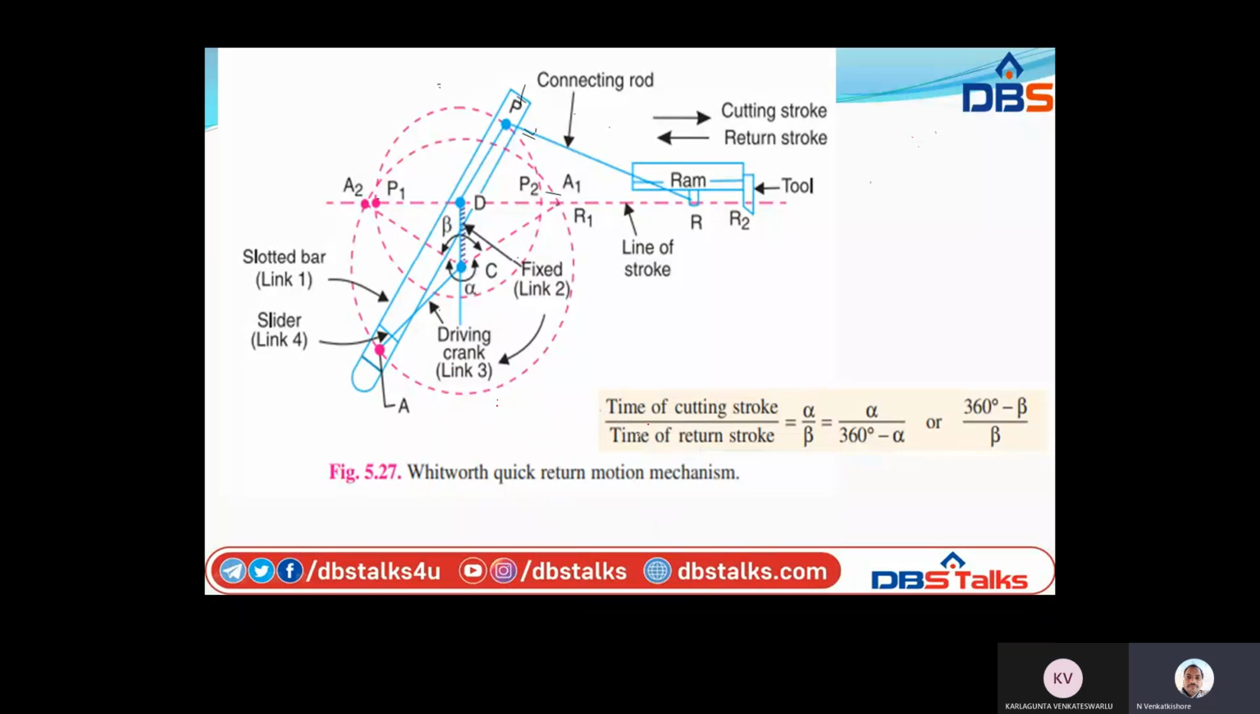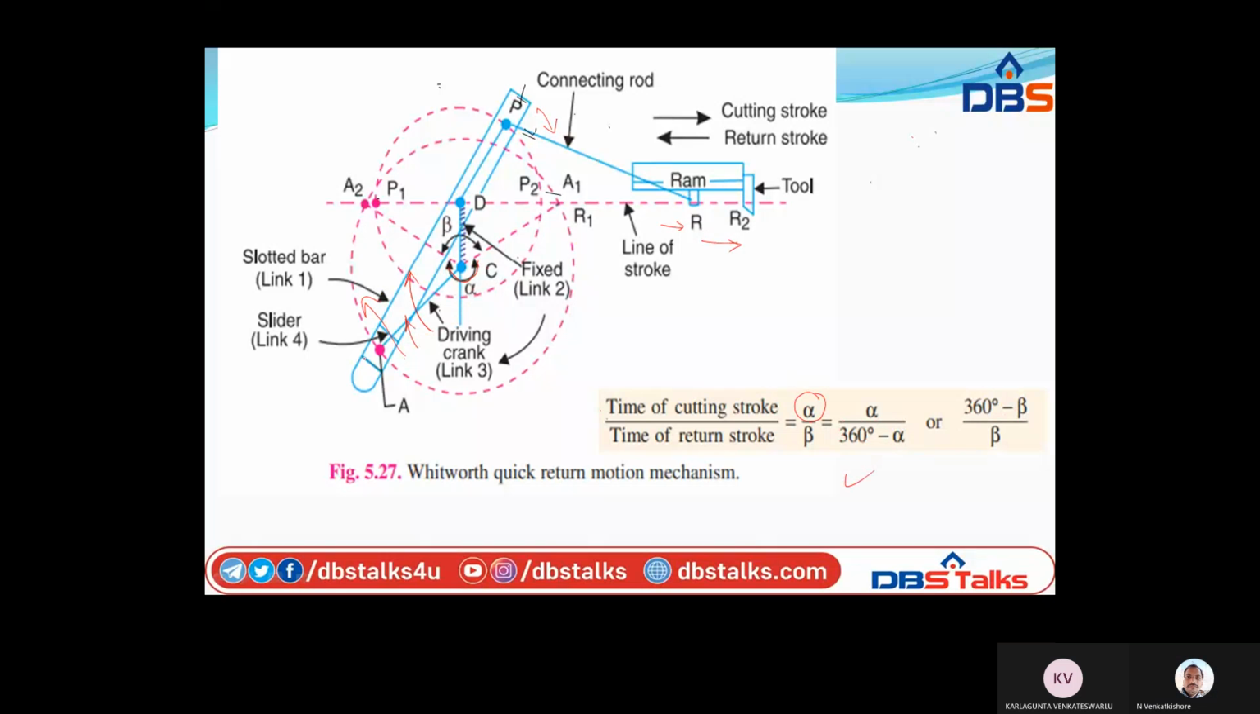So finally, what we are getting here is the ratio of the time of the cutting stroke to the time of the return stroke. The time of cutting here is alpha. Since the slotted bar is moving in the upward direction and from the down, then only the connecting rod will move in the forward direction. What is the angle of rotation here? So the movement of the slider is like this. It is alpha. There only the ram moves in the forward direction. Whatever the remaining angle is beta. So the ratio is alpha by 360 minus alpha, or 360 minus beta by beta. This is the quick return mechanism.